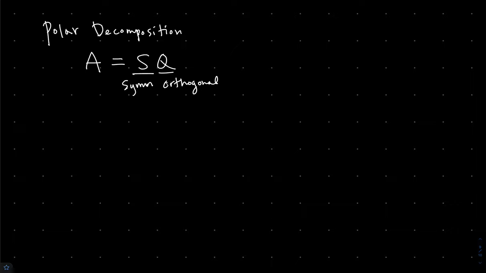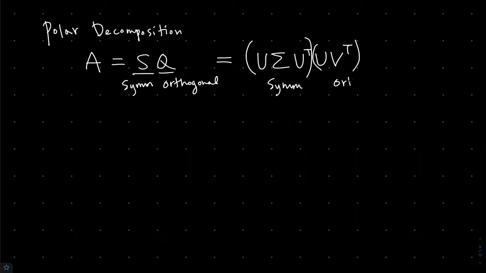How would we write that? This orthogonal, it may not be a square matrix, but it's a matrix composed of orthogonal vectors. And this we can write using the singular value decomposition as U sigma, and we insert U transpose U, right? If we insert that, this part becomes symmetric. And then the V transpose here, this part is composed of orthogonal vectors. Try to find the proof of this yourselves, but it probably won't be too difficult.